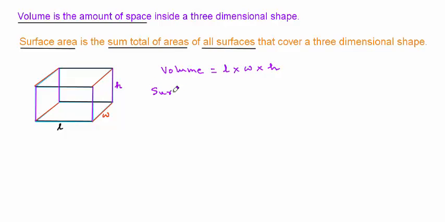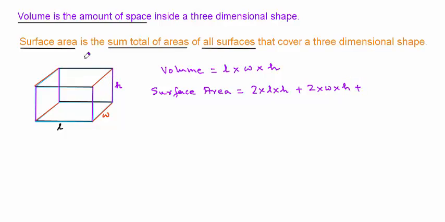And the surface area is equal to the sum total of all the areas of the rectangles that we see. There are 6 rectangles in all, one at the front, one at the back, and they have an area of L times H each. So we have 2 times L times H for the one at the front and the one in the back. Then there are 2 rectangles on the 2 sides. Each one is a W and a H. So we have plus 2 times W times H.